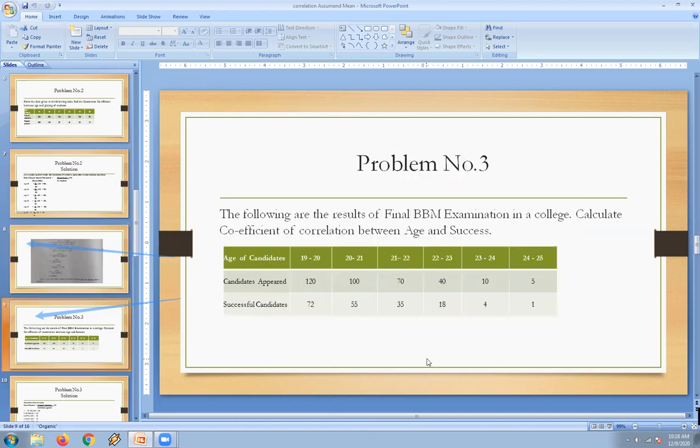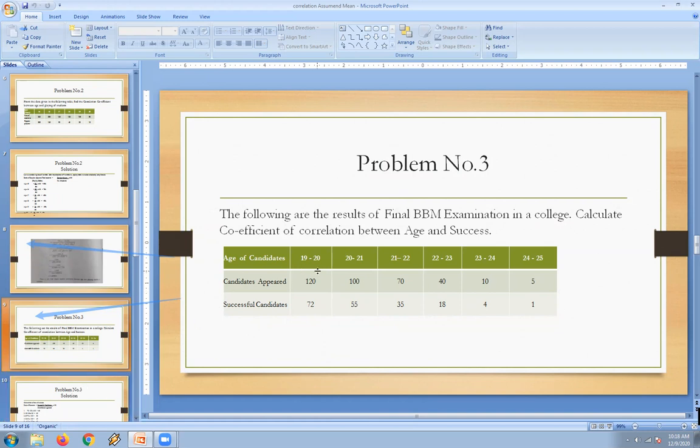So let us see the third question. The following are the results of the final BBA examination in a college. Calculate the coefficient of correlation between age and success. Now we should see in the question that age values and success values are given, but age is also given in the form of class intervals. So we need to calculate with the help of class intervals. Midpoints can be considered as the x variable. For the calculation of success, we need to use a formula.